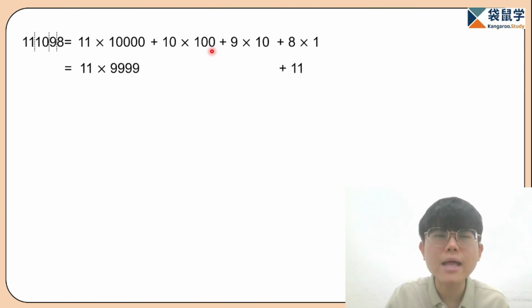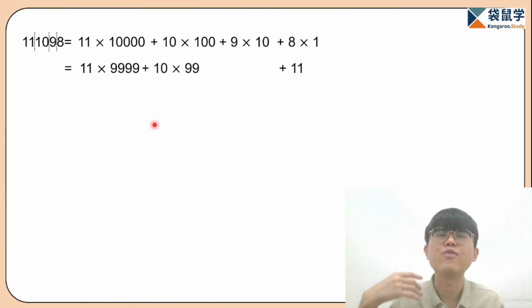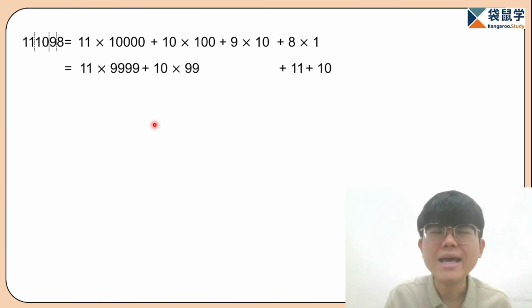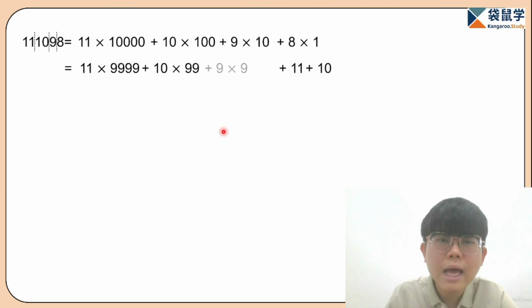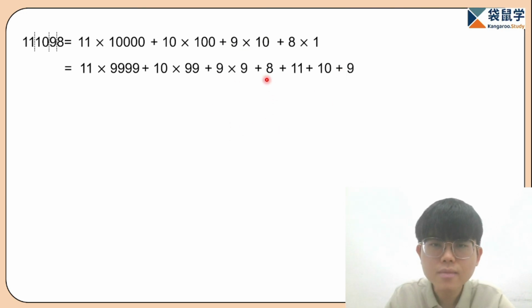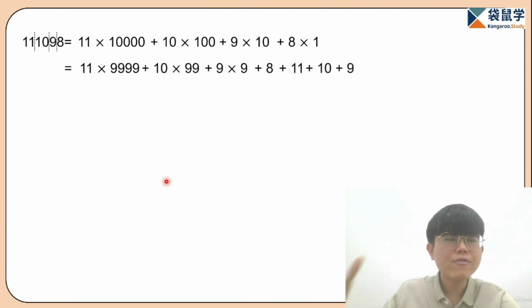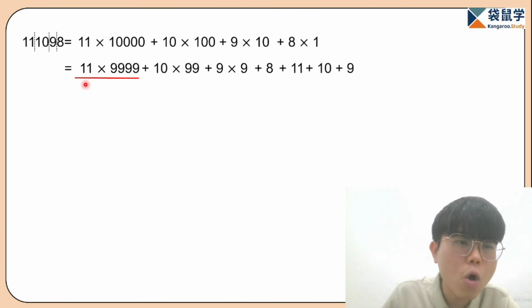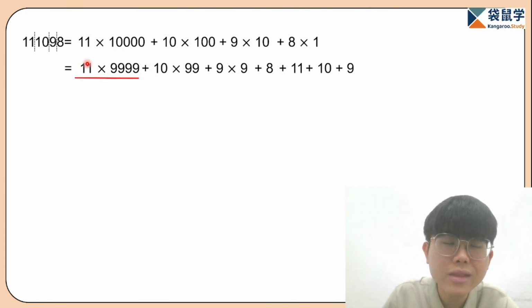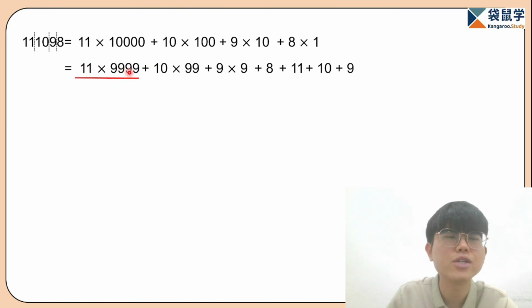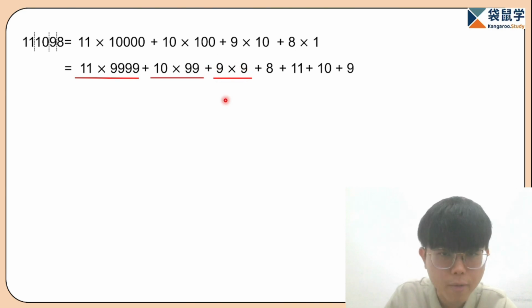Same goes to this part, change to the closest multiple of 9, which will be 99, and we have to add a 10 at the back. Then you will have this part, 9 times 9, you add a 9 at the back, and the last part will just be 8. So for our first part, the whole thing will be a multiple of 9, because 9,999 is a multiple of 9. Same goes to this part and this part, which will also be multiples of 9.